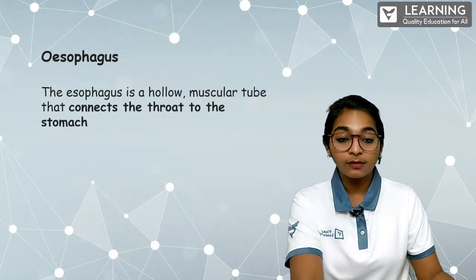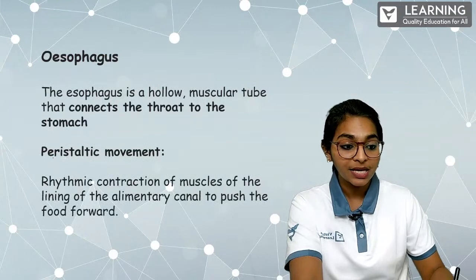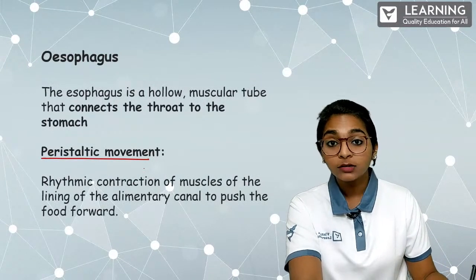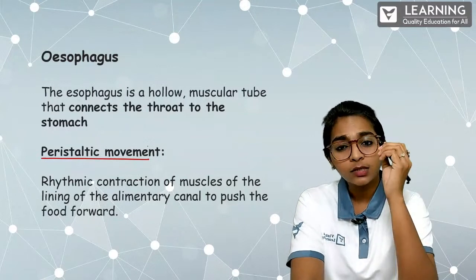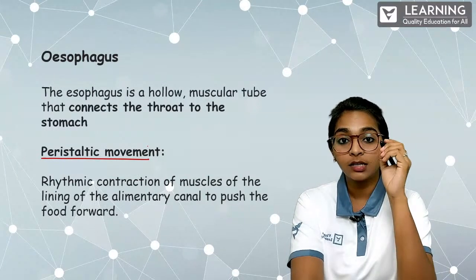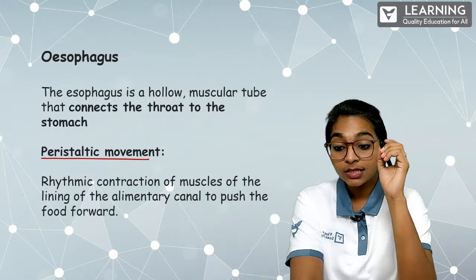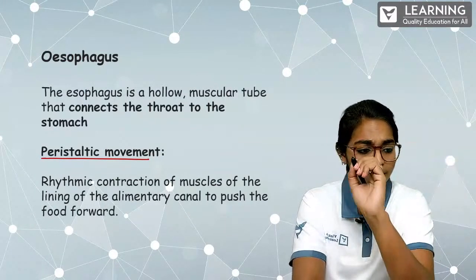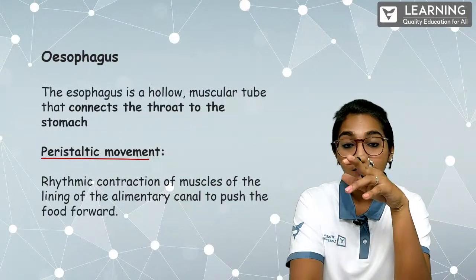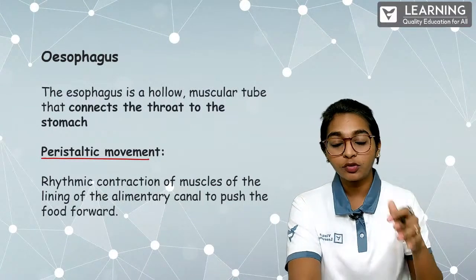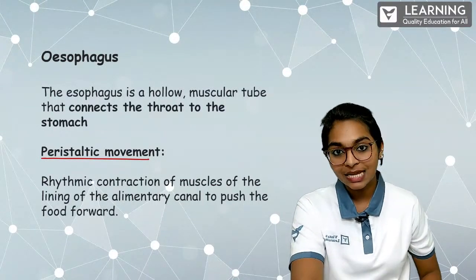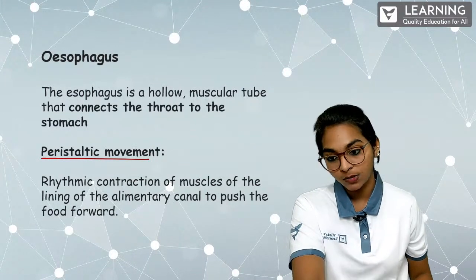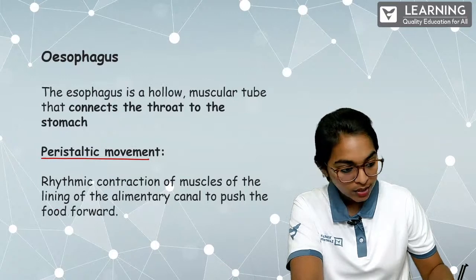That particular movement is called peristaltic movement, or peristalsis. What is peristalsis? The rhythmic contraction and expansion of the muscles in the lining of the alimentary canal to push the food forward is called peristaltic movement, or peristalsis.